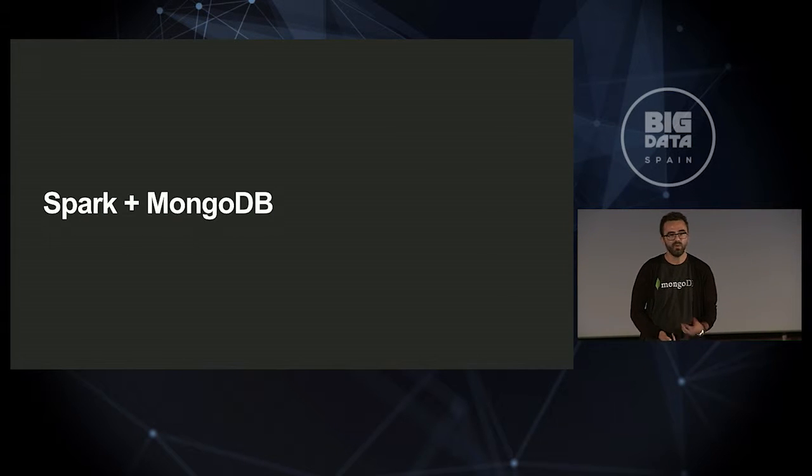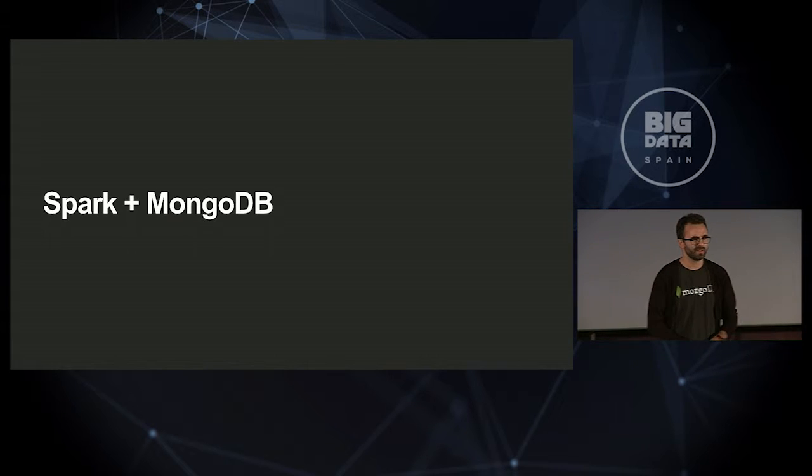So why do we need Spark and MongoDB, right? Spark has its own persistence layers, like it can directly talk to HDFS. It can directly talk to different databases. It has a lot of connectors. There's also one for MongoDB. But why do we need it?